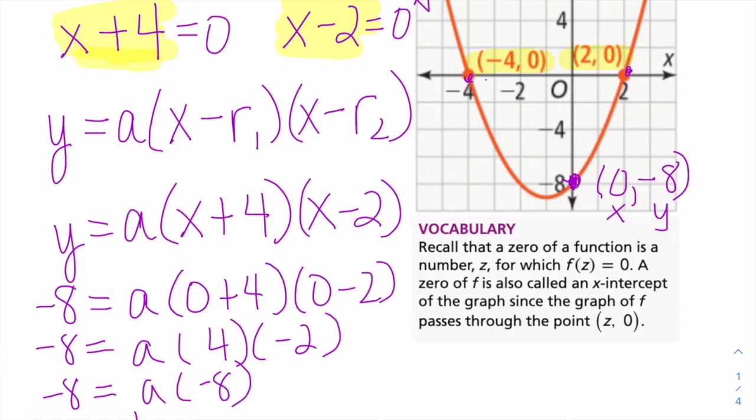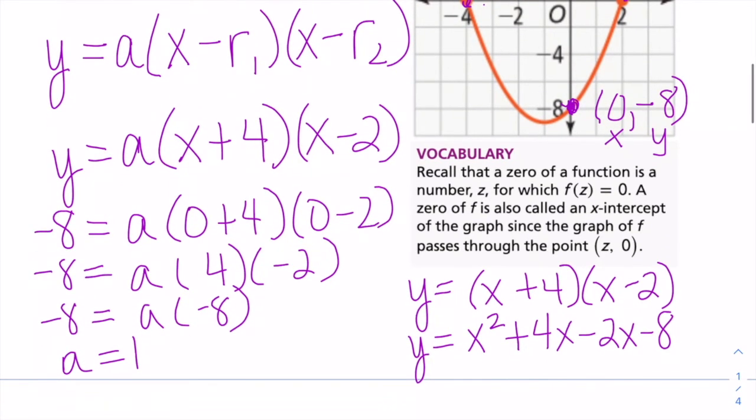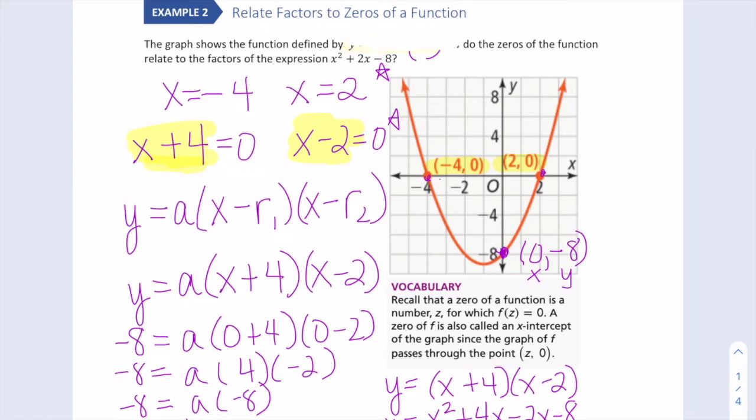So if a equals 1, then we know that this equation has to be x plus 4 and x minus 2. If we FOIL it out, we'll get x squared plus 4x minus 2x minus 8. And that brings us back to x squared plus 2x minus 8. And that was the original equation, right? So we knew that the original equation's up here.